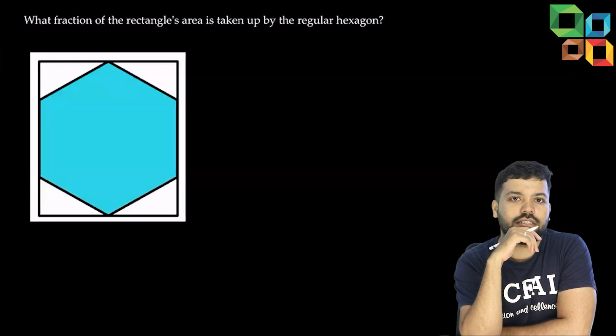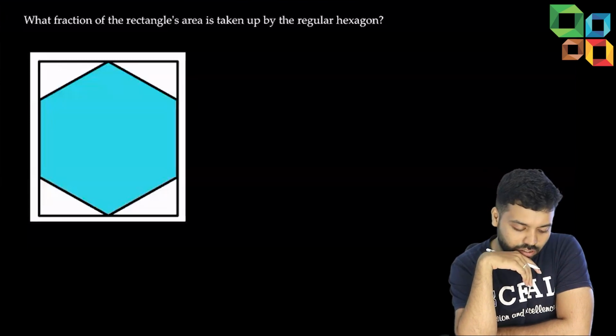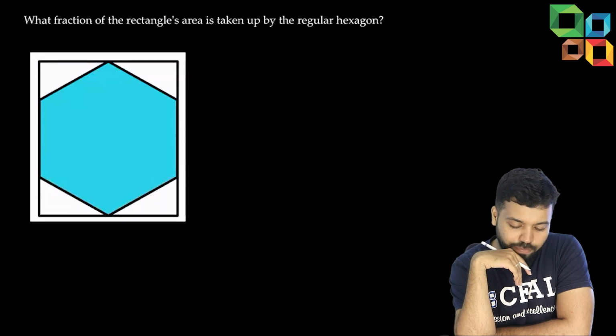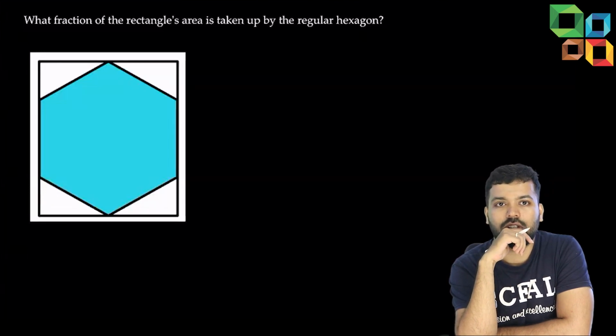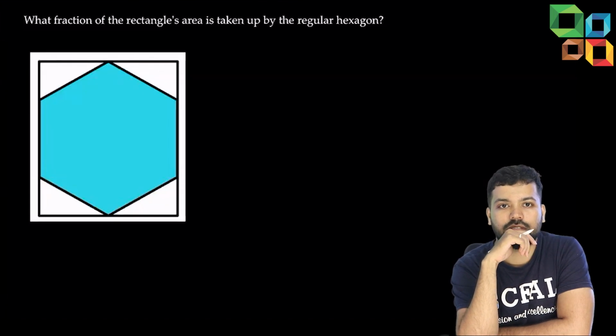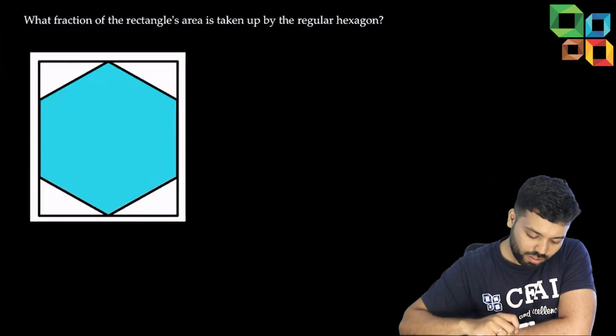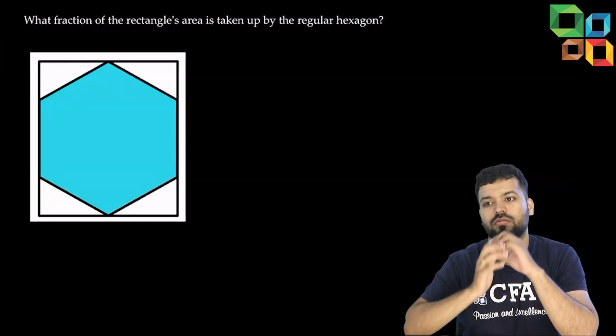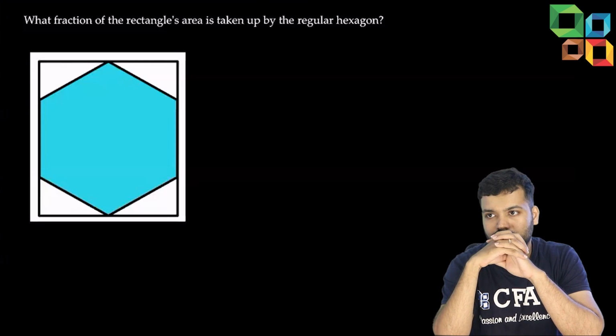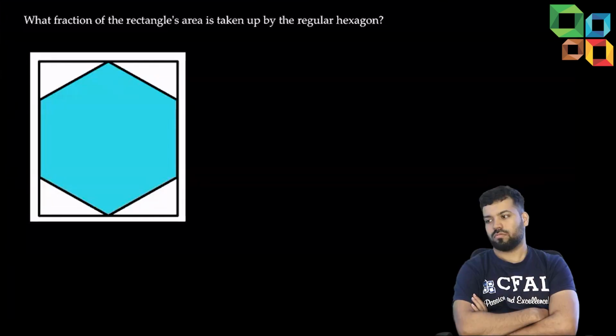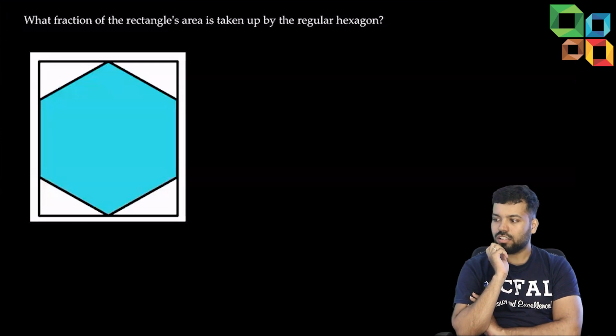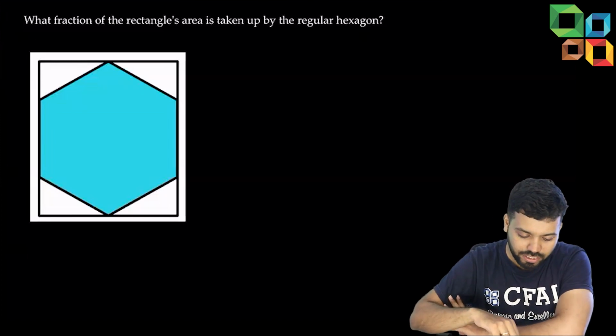Okay. Now try answering this question. What fraction of the rectangle's area is taken up by the regular hexagon? Yeah, everyone is saying 3 to 4. Why is it 3 to 4? Can anyone answer?